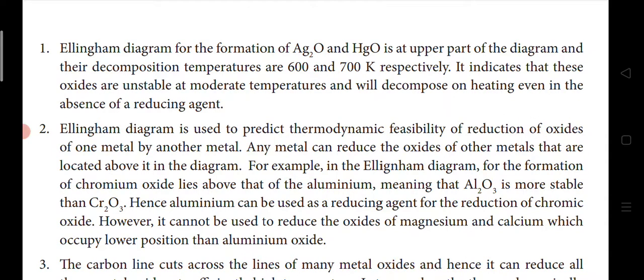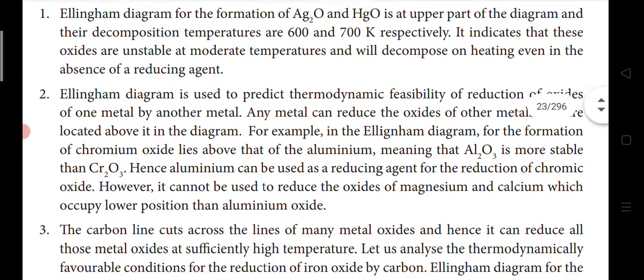For example, அவங்க கொடுத்திருக்காங்க Ag2O and HgO வந்து upper part of the graphல இருக்கு. So at what temperature they will decompose means at 600 Kelvin and 700 Kelvin they will decompose. From the graph they are predicting this. It indicates that these oxides are unstable at moderate temperature and will decompose on heating even in the absence of a reducing agent, இல்லாமையும் they will decompose.